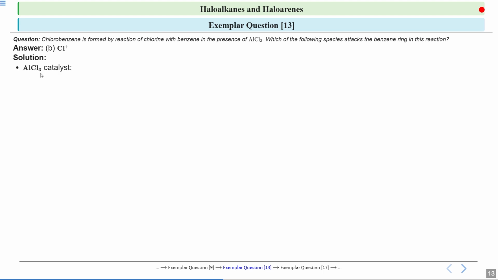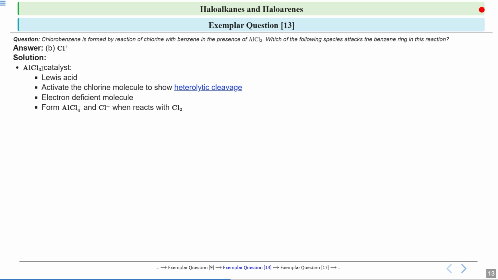We have given that this reaction happens in the presence of AlCl3 catalyst. Now AlCl3 catalyst will act as a Lewis acid. Also, it will activate the chlorine molecule to show the heterolytic cleavage, and it is an electron deficient molecule because, as we mentioned, it will act as a Lewis acid. So AlCl3 will form AlCl4 minus and Cl plus, which reacts with Cl2.